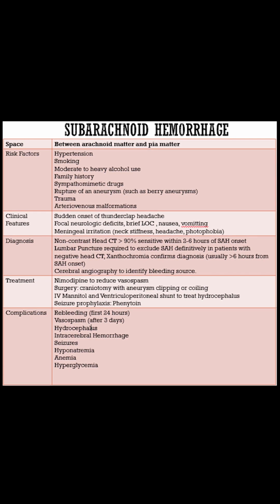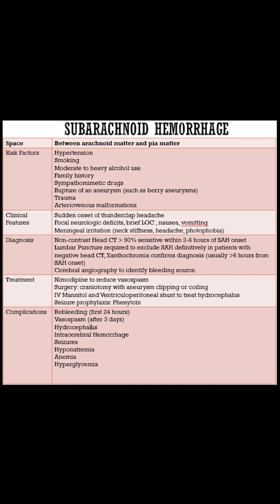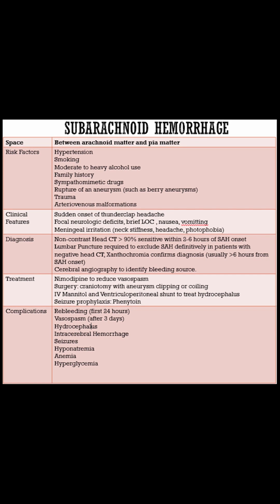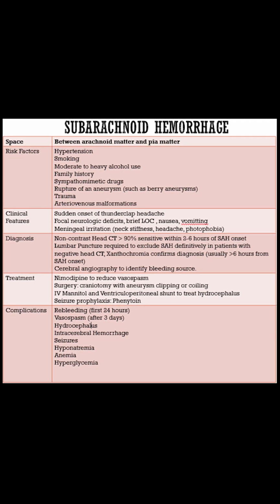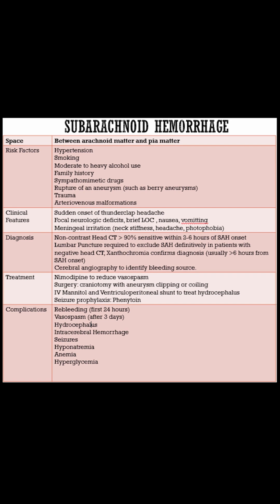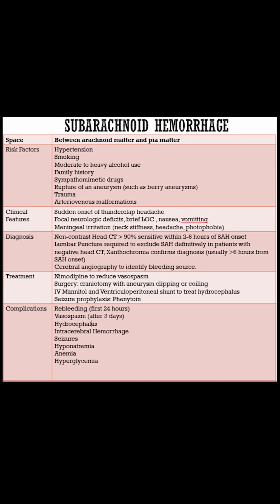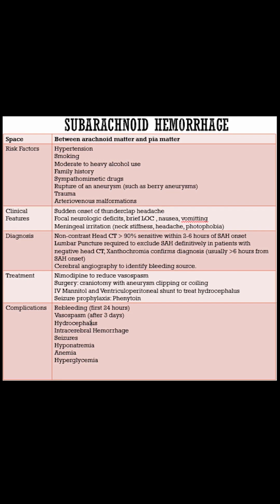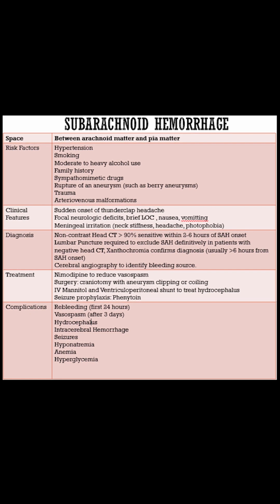Hydrocephalus can also occur because subarachnoid hemorrhage causes obstruction of cerebrospinal fluid flow in the subarachnoid space. Therefore, there is decreased cerebrospinal fluid absorption at the arachnoid granulations. The CSF accumulates within the subarachnoid space, causing hydrocephalus.